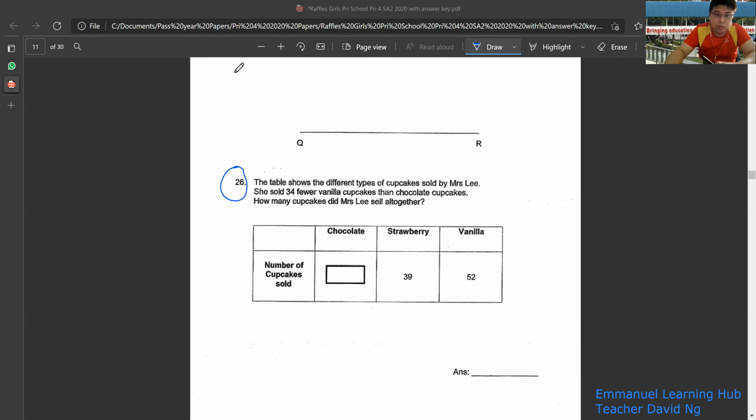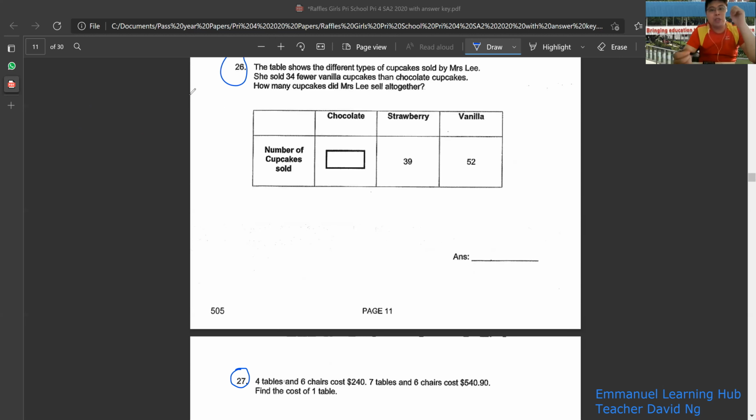Okay, 26. The table shows the different types of cupcakes sold by Mrs. Lee. She sold 34 fewer vanilla cupcakes than chocolate cupcakes. How many cupcakes did Mrs. Lee sell altogether? So chocolate cupcakes, how many chocolate cupcakes did she sell?